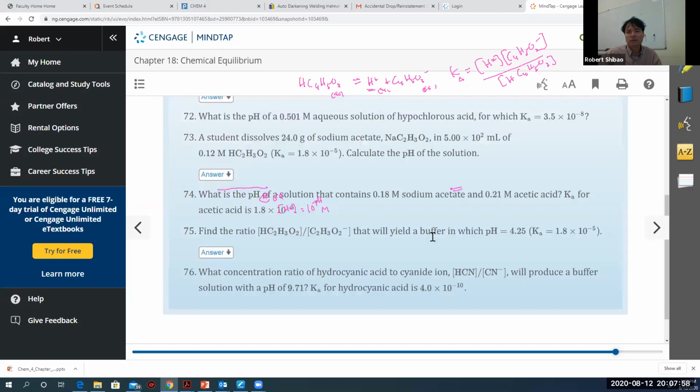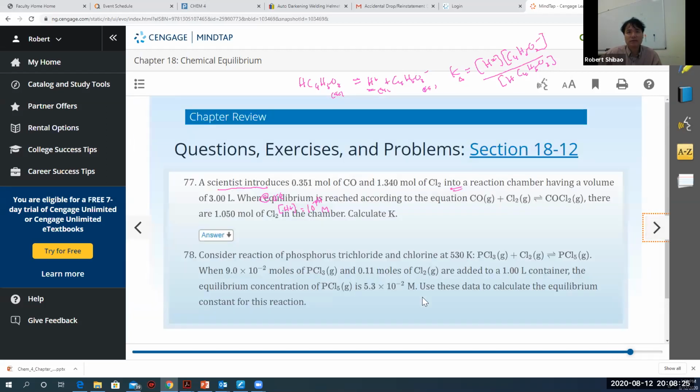Buffers are very important, of course, in biology. In biological systems, you'll have the CO2, carbonic acid buffer system. And the phosphate is another one, dihydrogen phosphate and monohydrogen phosphate. It's another buffer, but we're skipping buffers.